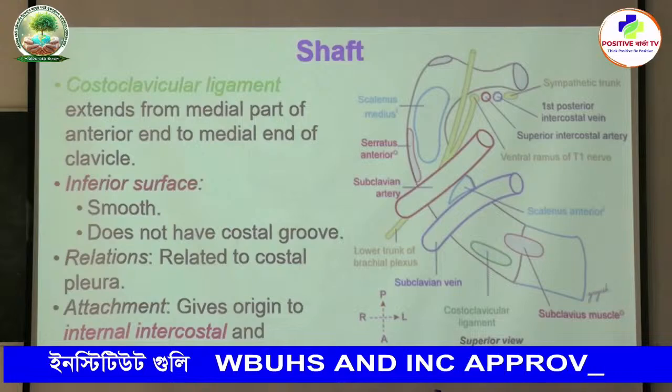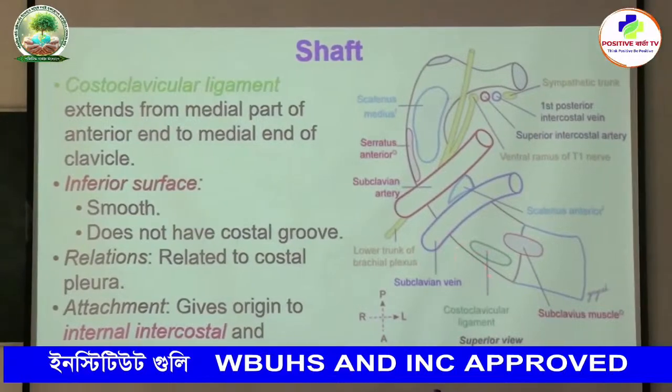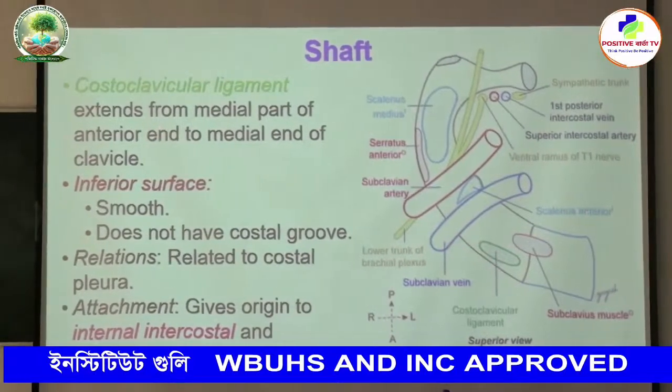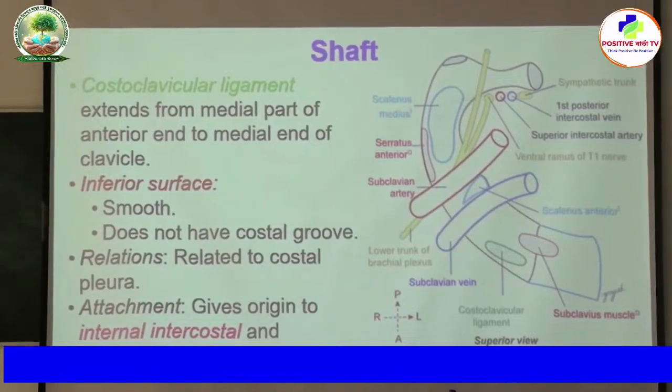Next is one ligament that is present. The costoclavicular ligament extends from the medial part of the anterior end to the medial end of the clavicle. Here, the costoclavicular ligament, from the medial part of the anterior end to the medial end of the clavicle.